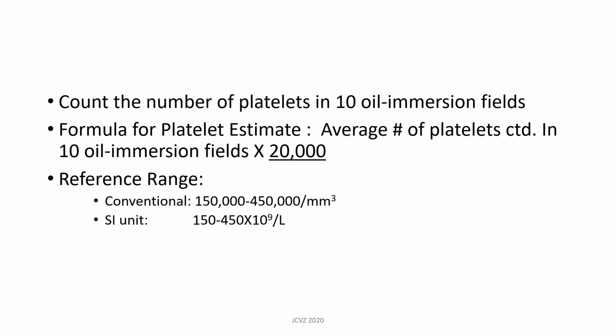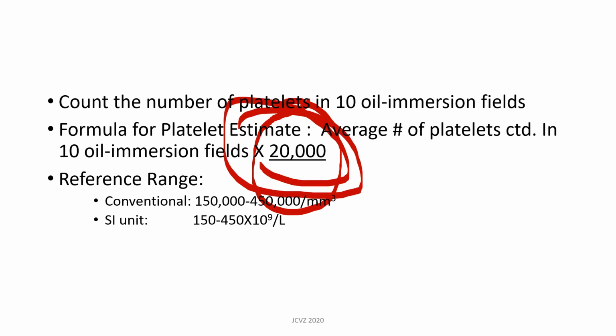So that means the total number of your counted platelets divided by 10, which corresponds to the 10 oil immersion fields where you counted your platelets. And then we have to multiply the average to 20,000. So that is the factor that you need to remember when you are performing your platelet estimate. So a short recap, we had earlier our WBC estimate, right?